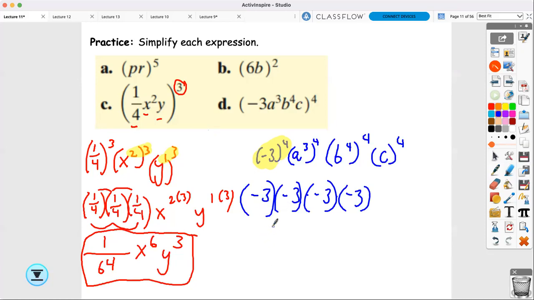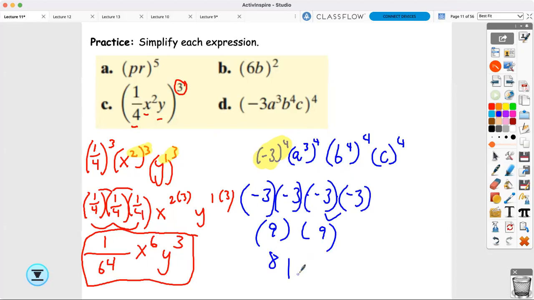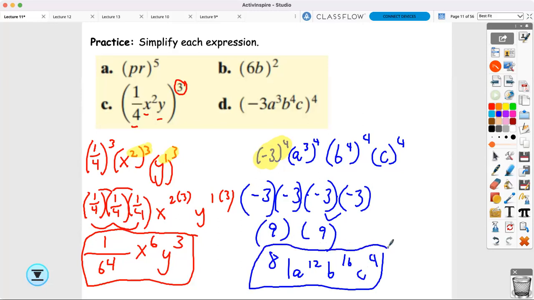-3 times -3 is a +9. This is also a +9. Multiply those two together, we get 81, a +81. And we do a power to a power, which gives us a to the 12, b to the 16, and c to the 4th. I noticed we didn't have any mistakes with the exponents for a, b, and c.